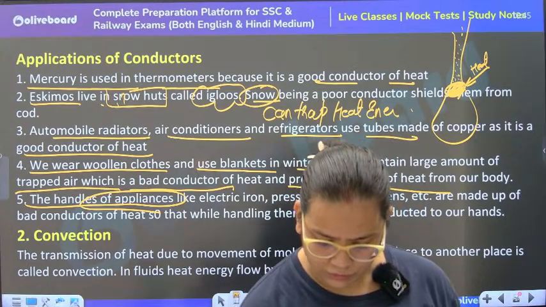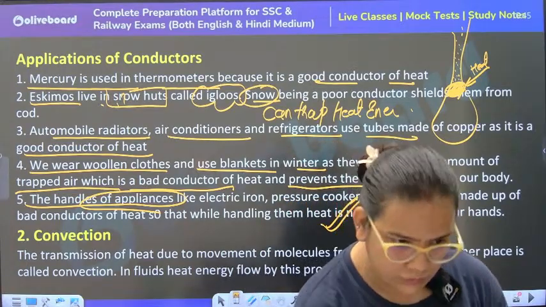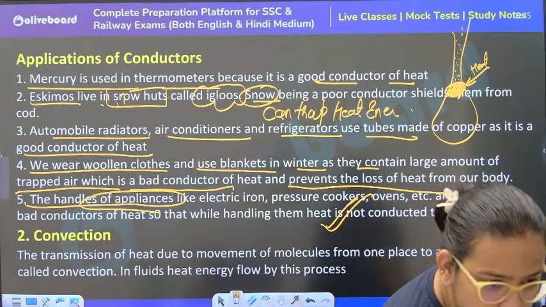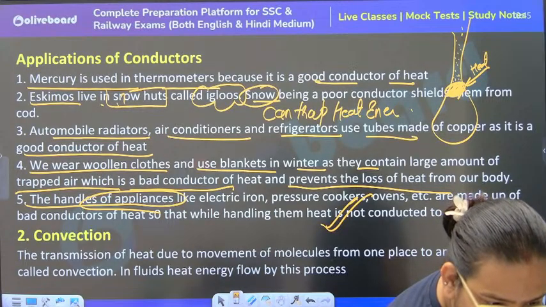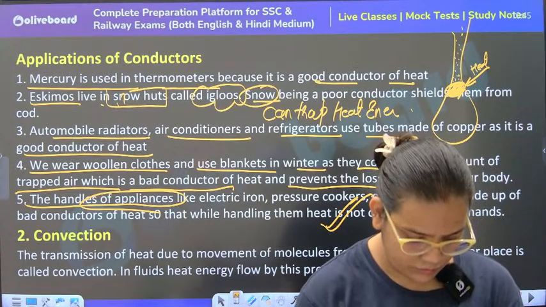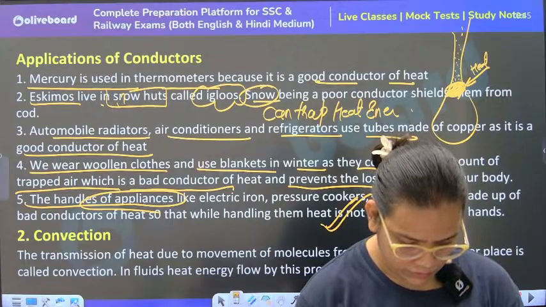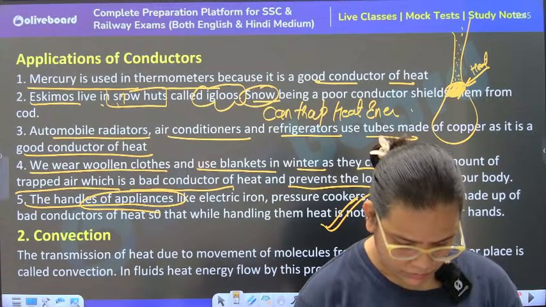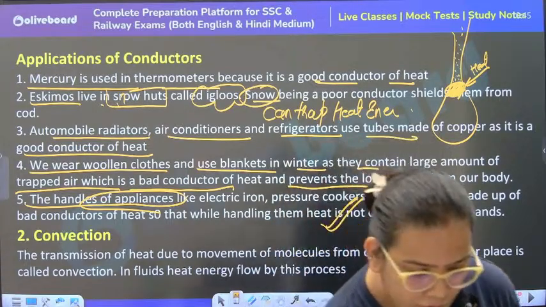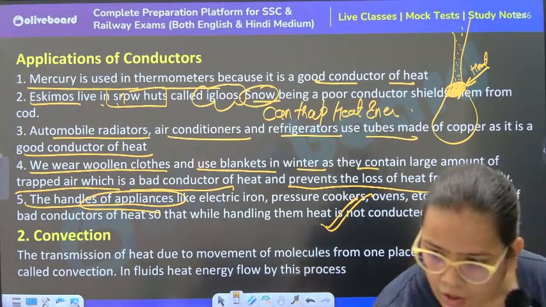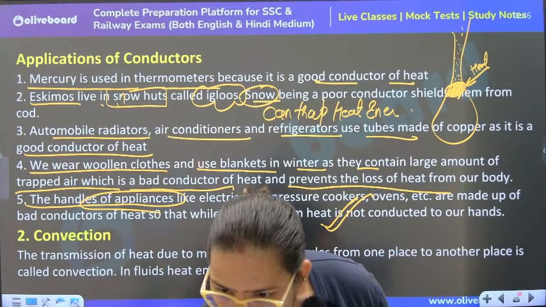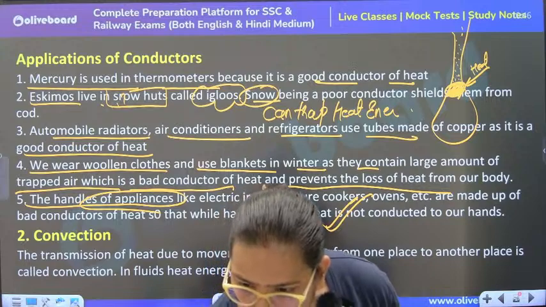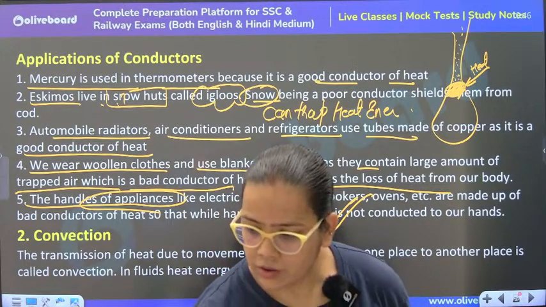Any issues here? Wait. Okay. Moving everyone, just a minute. Just give me a minute.